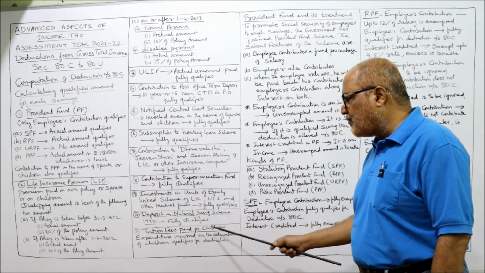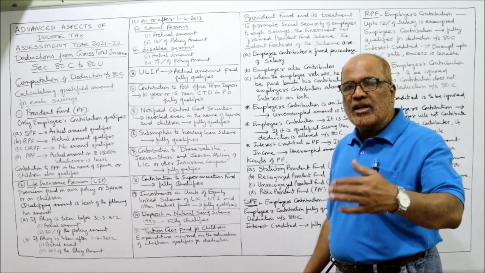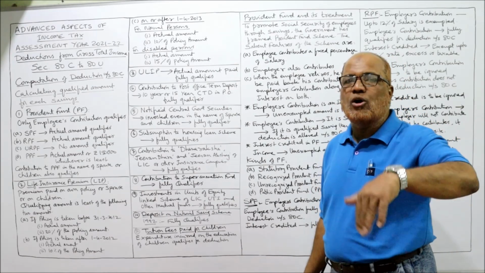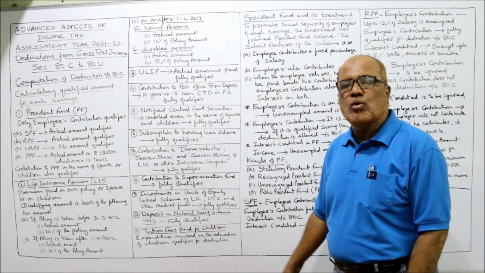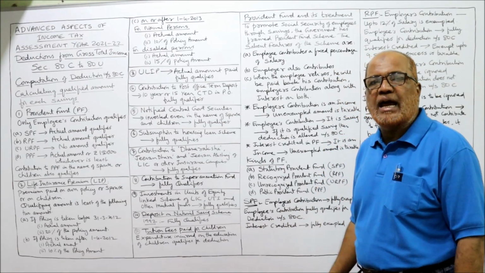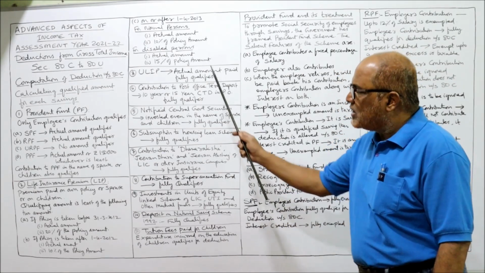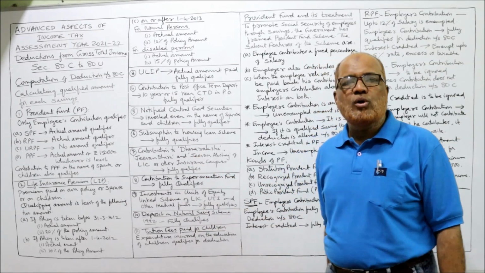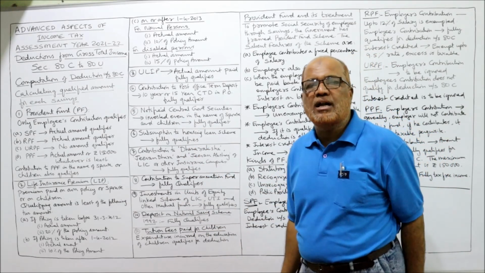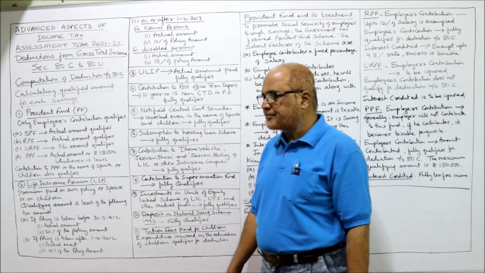Tuition fees paid for children. Expenditure incurred on tuition fees by the assessee on their children will also qualify for deduction under section 80C. So these provisions you have to remember when we give the deduction under section 80C.